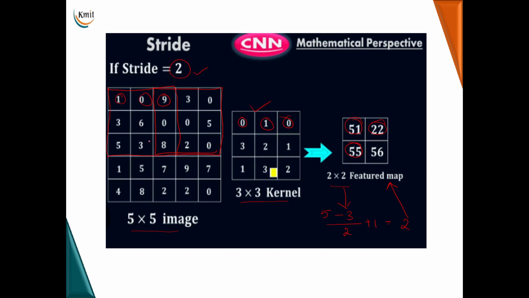Similarly, this 55 value, how do I get? When I shift 2 units down and place the filter here, which is of 3 by 3 size. So 5 into 0 plus 3 into 1 plus 8 into 0 and so on. I will get this 55 and 56. This is the way we reduce the size in a convolutional layer using the stride value as well as the kernel.